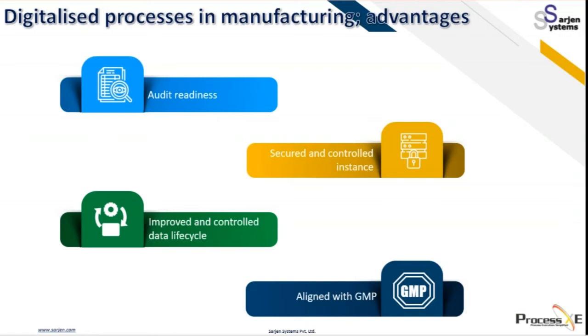Next, secure and controlled access. With digitization, you can set password controls to eliminate unauthorized entry and signatures, and create limited access. You can create role- and scope-based access to control changes, edits, and deletion of data. You can improve and control your data life cycle. With a controlled life cycle, there is no chance of data deletion, alteration, or misuse. In other terms, manipulation of data is not possible in a controlled data life cycle.